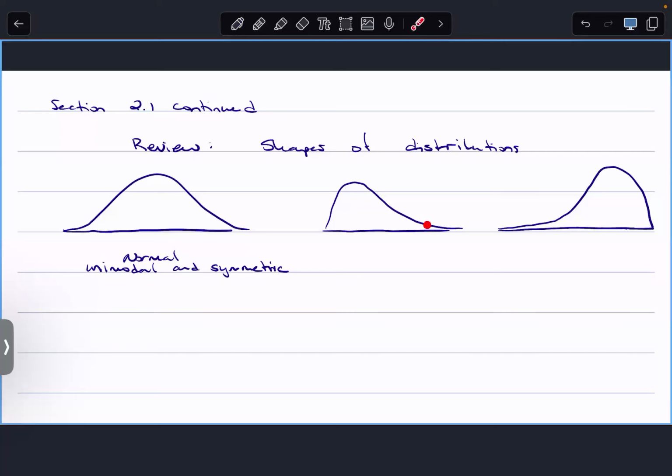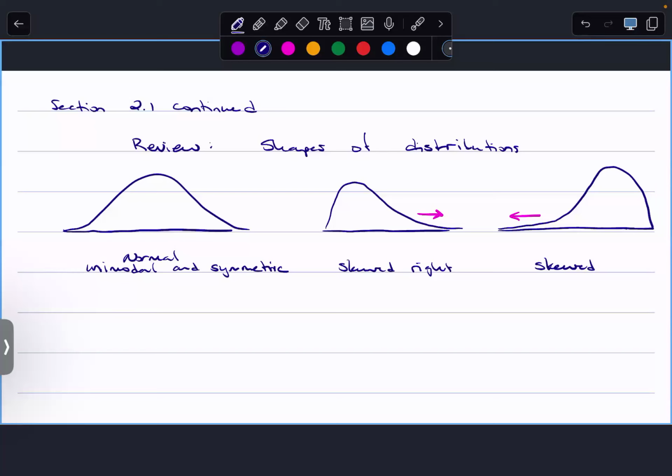But this first one is skewed to the right because it's skewed in the direction of the tail, right? And so let's make a note of that here. And this one is skewed to the left because it's skewed in the direction of the tail. So here, this one is skewed right, or right skewed, or positive skew, whichever one of those you prefer. And this one is skewed left. We're going to be relying on that today, right?